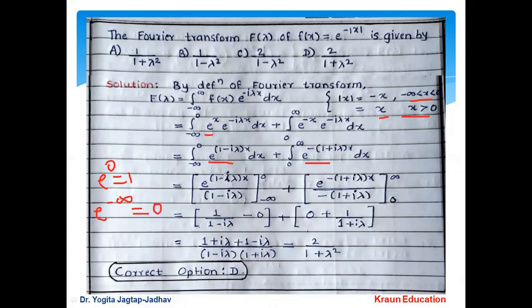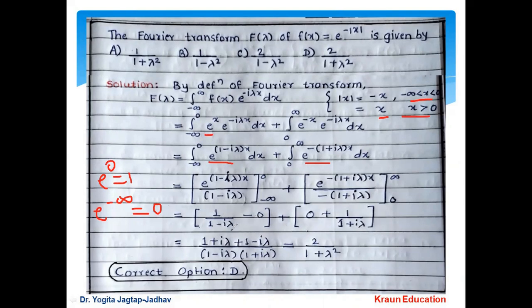Therefore, when we substitute the upper limit here, you get 1 upon 1 minus I lambda, and for the lower limit, we are getting simply 0. Same thing you can see here. When we put the upper limit, we get e raised to minus infinity, that is equal to 0. And when we put the lower limit, we have e raised to 0, that is equal to 1. And minus of minus becomes plus, therefore it is 1 upon 1 plus I lambda.